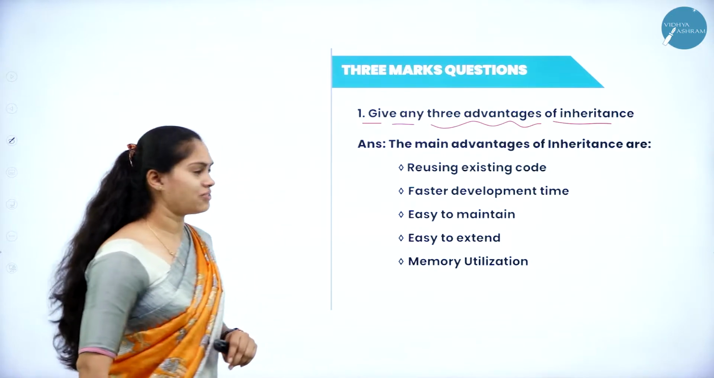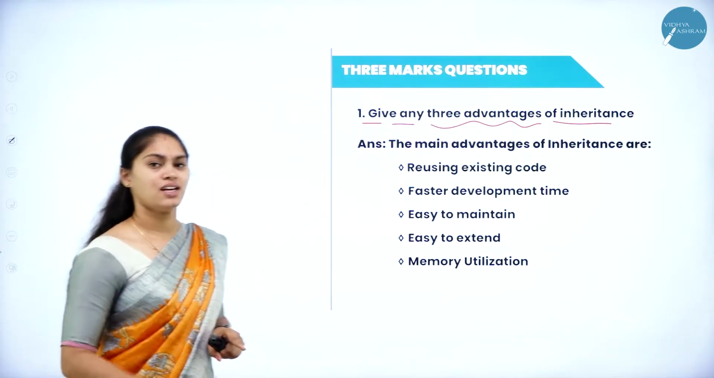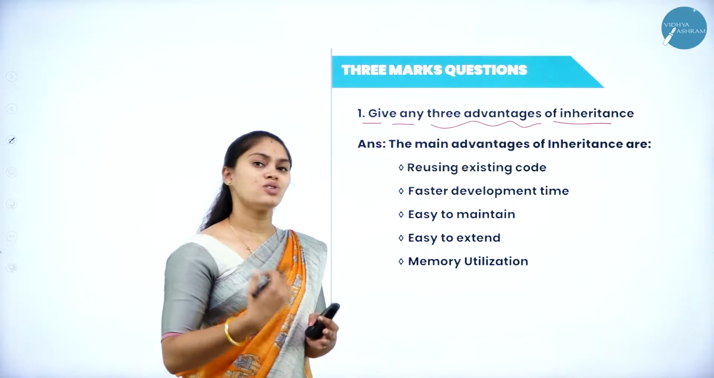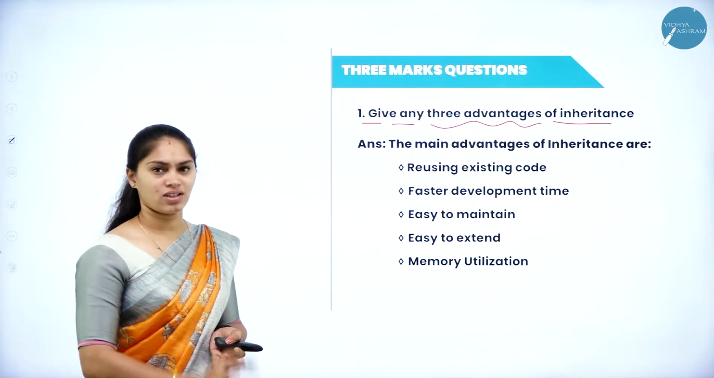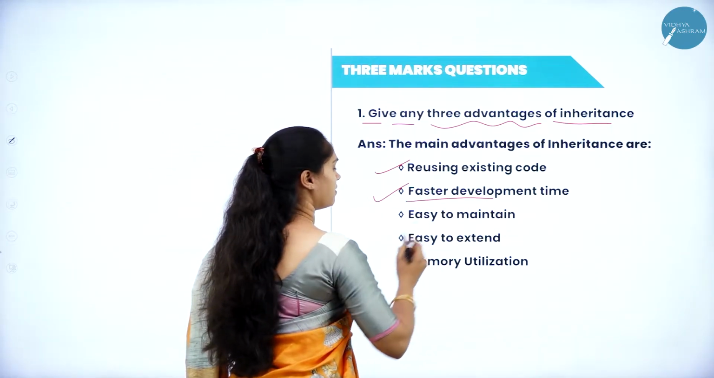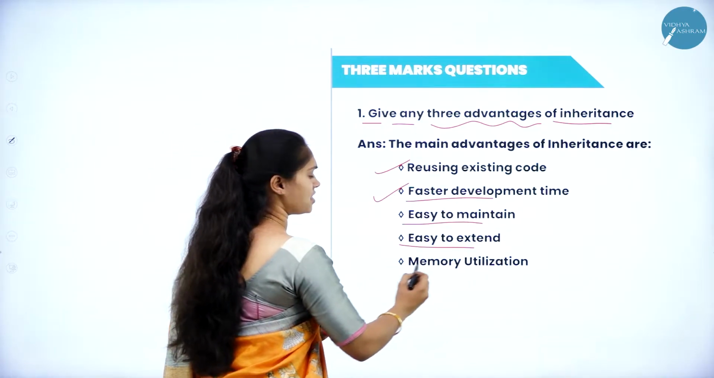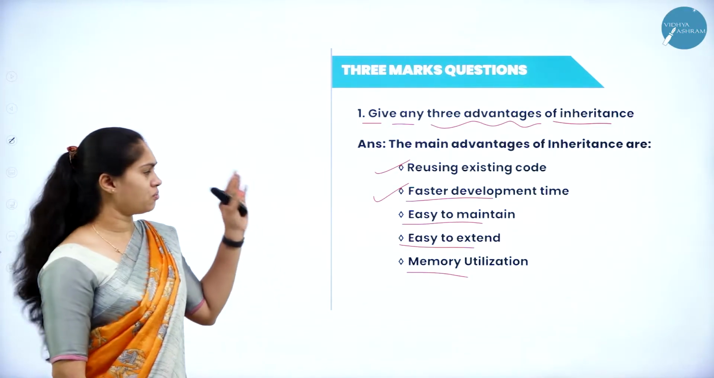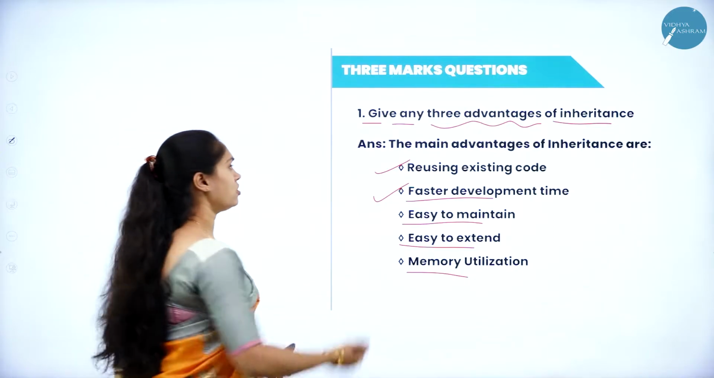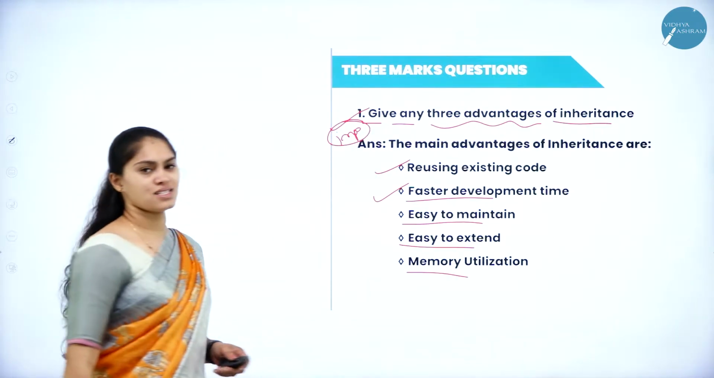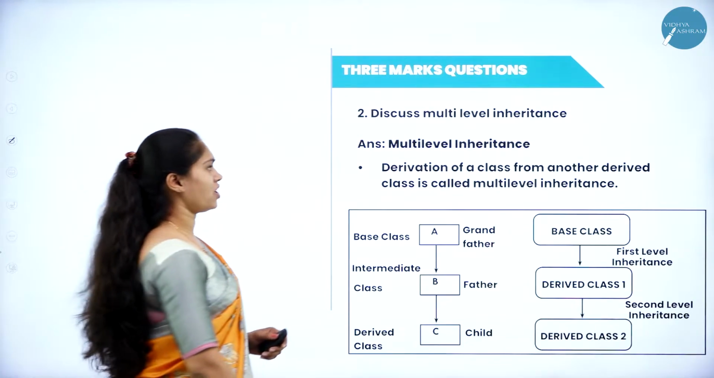So what are the advantages we have in inheritance? We have 5 kinds of advantages in inheritance. Out of that you can write any 3 in order to get 3 marks: reusing existing code, faster development time, easy to maintain, easy to extend, and proper memory utilization. Most frequently asked question. So you can consider this as a very important question from this chapter. We'll see the next question.